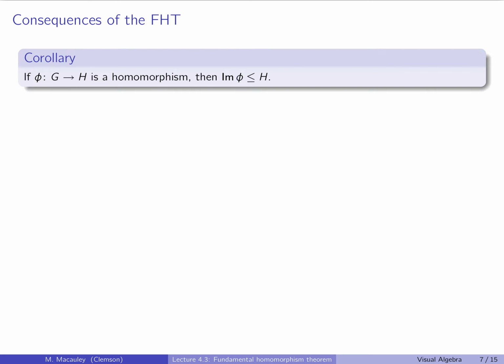Here's a quick corollary, which is really not much more than just a remark: for any homomorphism from G to H, the image is a subgroup of H. Think about why that is. We proved that the image is isomorphic to G mod the kernel, so it is a group, and by definition, it is a subset of the codomain.